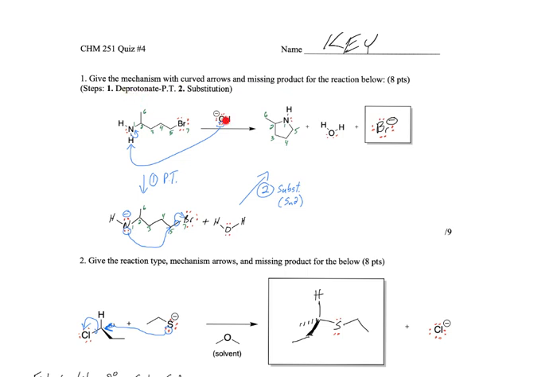First step is deprotonate. You see an OH minus. You should be looking for OHs, NHs, SHs, and PHs. So it takes an NH here in this case, breaks that, makes an N minus. That's proton transfer. Then we do an SN2 substitution where the nitrogen reacts with carbon 5.